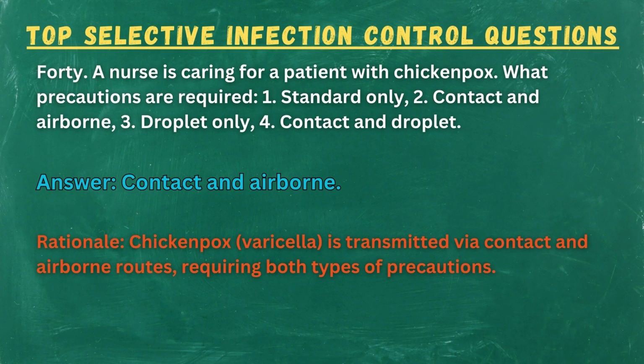40. A nurse is caring for a patient with chickenpox. What precautions are required? 1. Standard only. 2. Contact and airborne. 3. Droplet only. 4. Contact and droplet. Answer. Contact and airborne. Rationale. Chickenpox (varicella) is transmitted via contact and airborne routes, requiring both types of precautions.